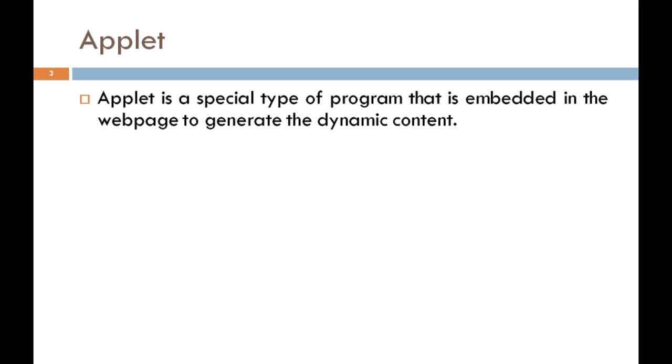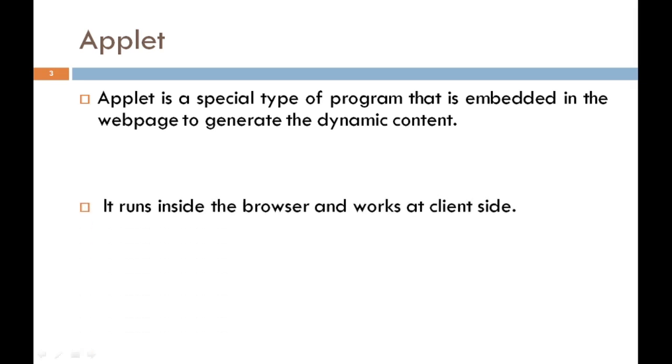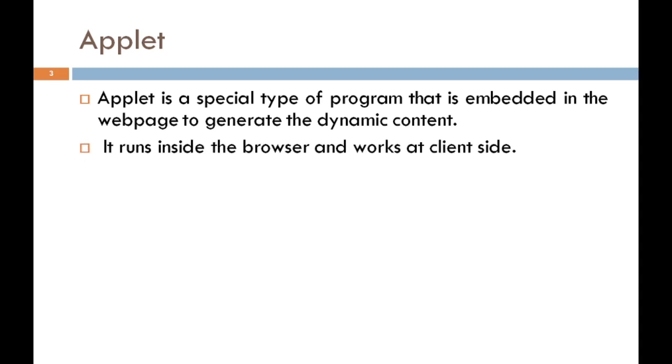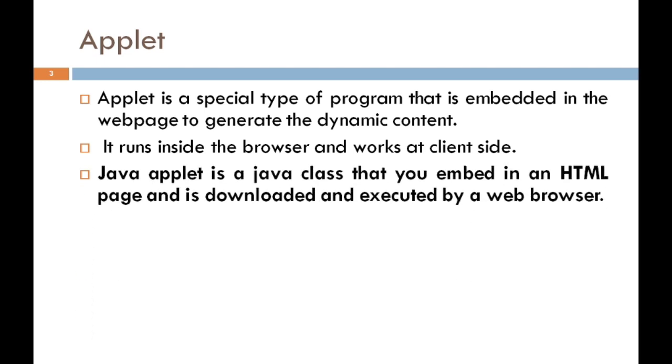This is the first Java program that can run over the network using the browser. The next point of applet is it runs inside the browser and works at the client side. The final definition of applet is that a Java applet is a Java class that you embed in an HTML page and is downloaded and executed by the web browser.